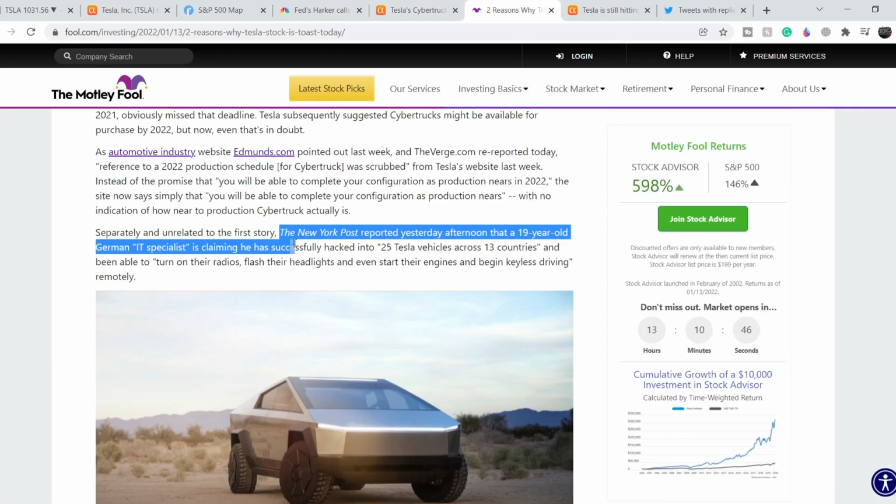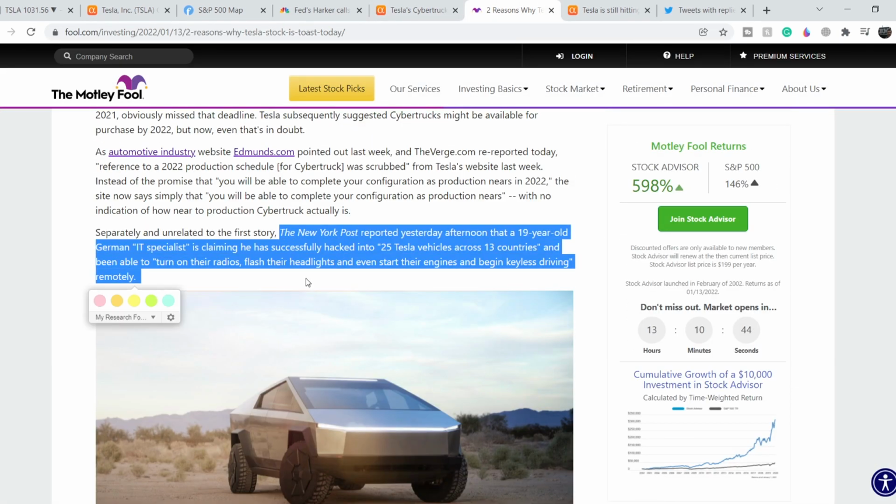And the next bad reason is right here. The New York Post reported yesterday afternoon that a 19-year-old German IT specialist is claiming he has successfully hacked into 25 Tesla vehicles across 13 countries and been able to turn on their radios, flash their headlights, and even start their engines and begin keyless driving remotely.